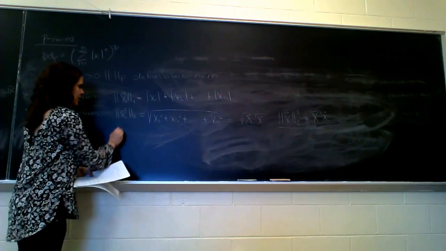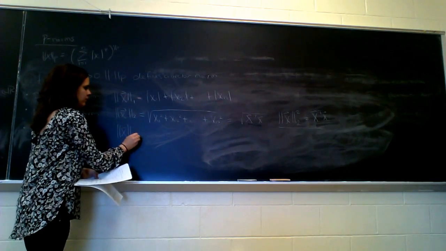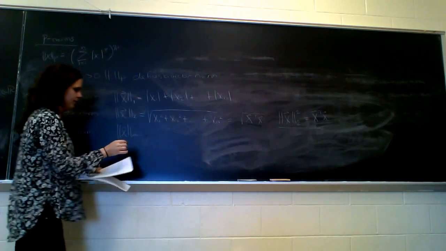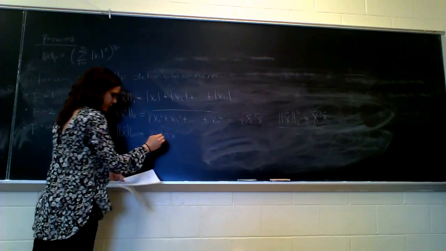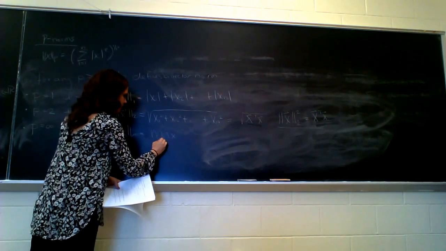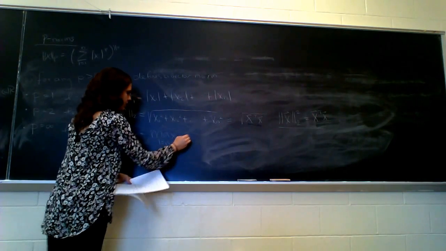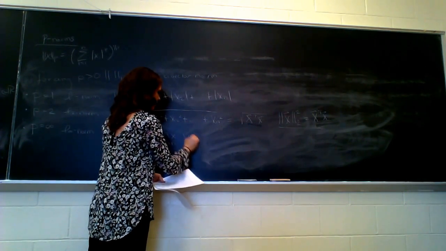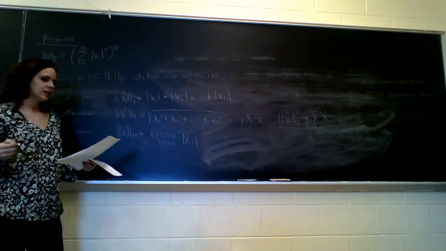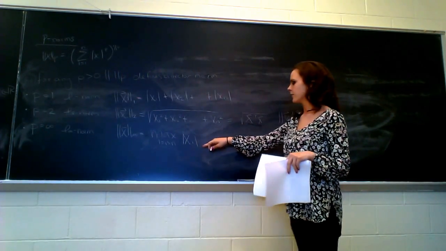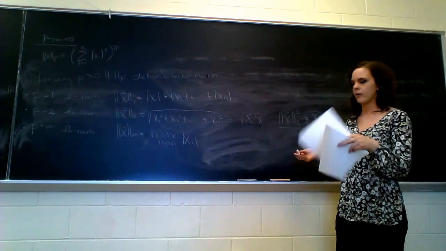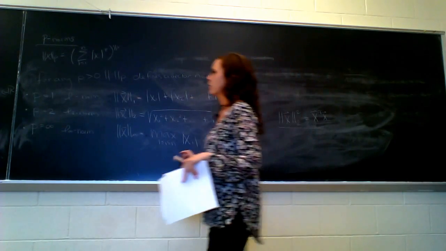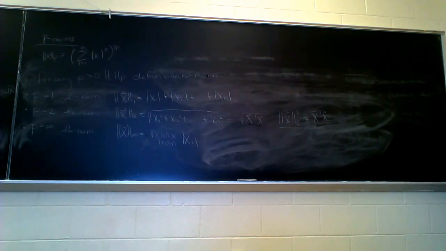And the definition that we have for the infinity norm is the maximum over i from 1 to n of the absolute value of x_i. So it's just the maximum absolute value in your vector. Whichever is the largest, we take the absolute value of it. So these are the 3 norms that we'll use and we're going to talk about in this section.